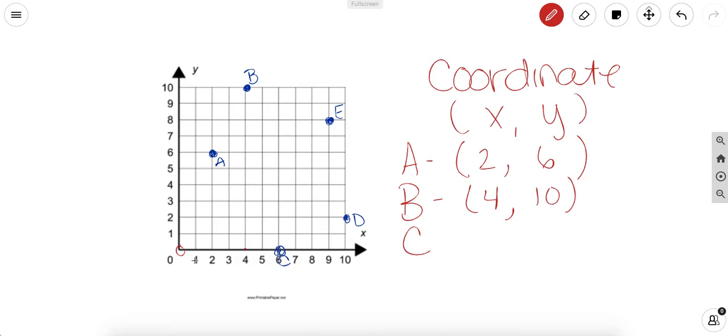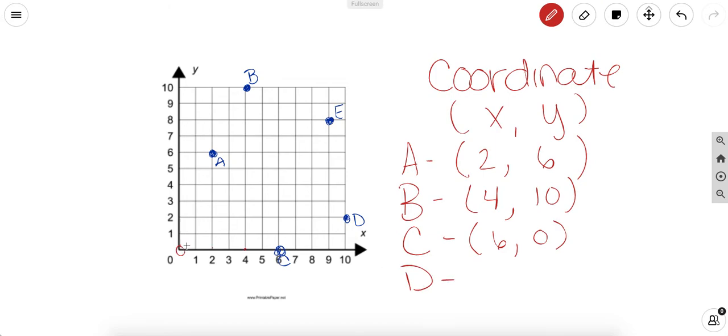Let's do C. C is down here. So we have to figure out how many times we have to go over. We have to go over 1, 2, 3, 4, 5, 6. So it'll be parenthesis 6, comma. How many times do we have to go up? We did not have to go up, so it is 0. So that's it.